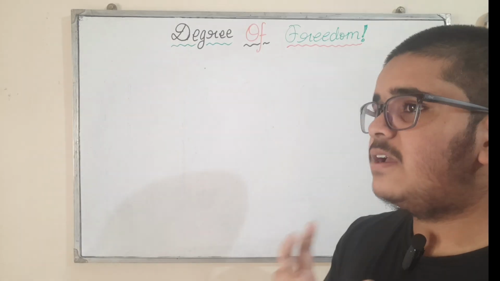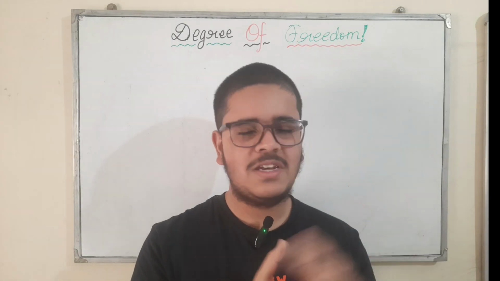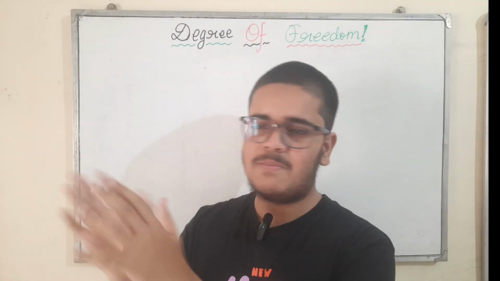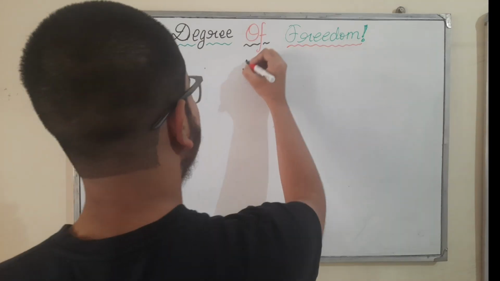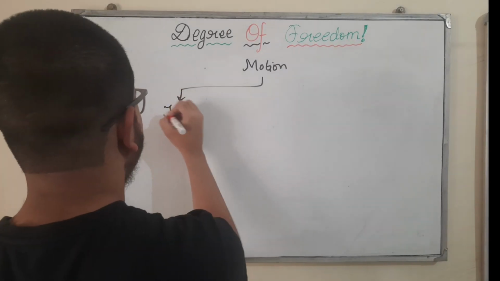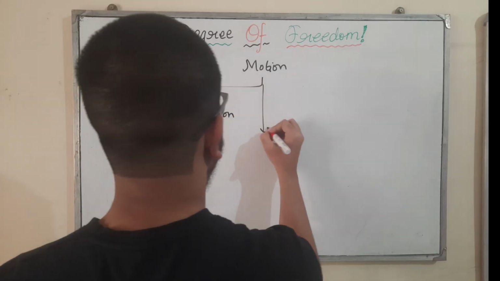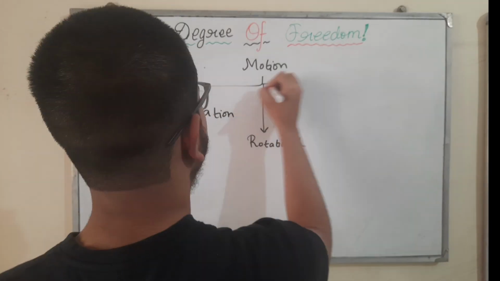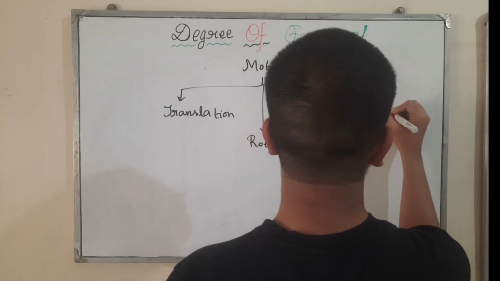To understand degree of freedom, we first need to understand motion. Now, motion can be classified into three types. First is translational, rotational, vibrational. Okay, let's write something on the board. Motion can be classified into three main types: translational, then we have rotational, and third and last we have vibrational, broadly classified into three types.